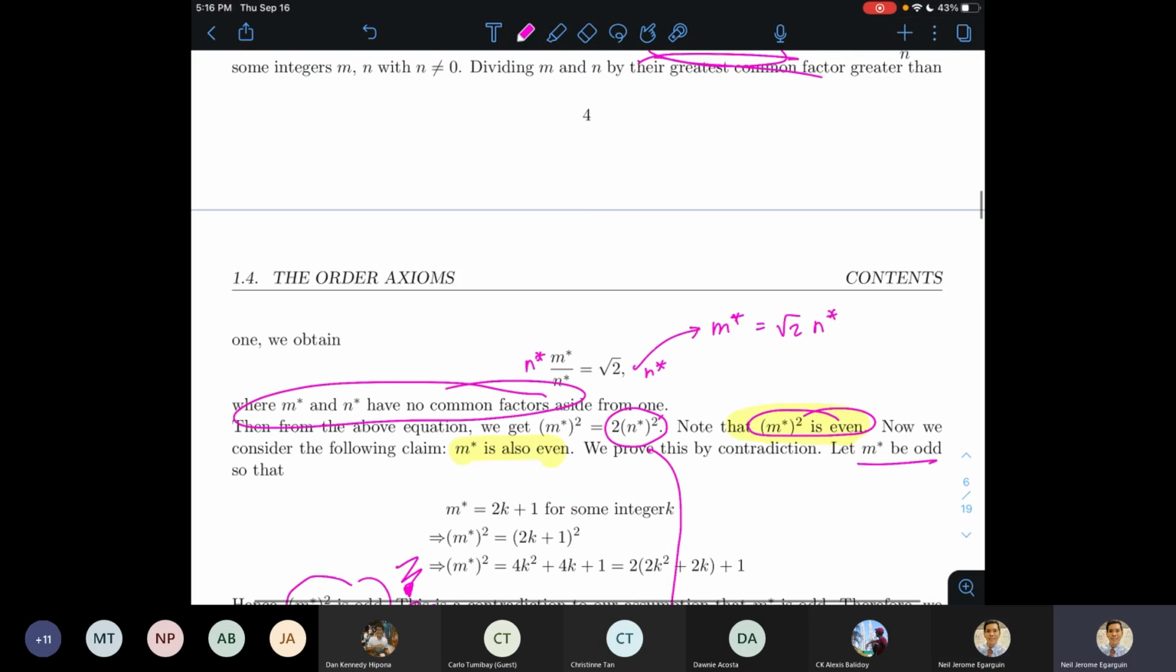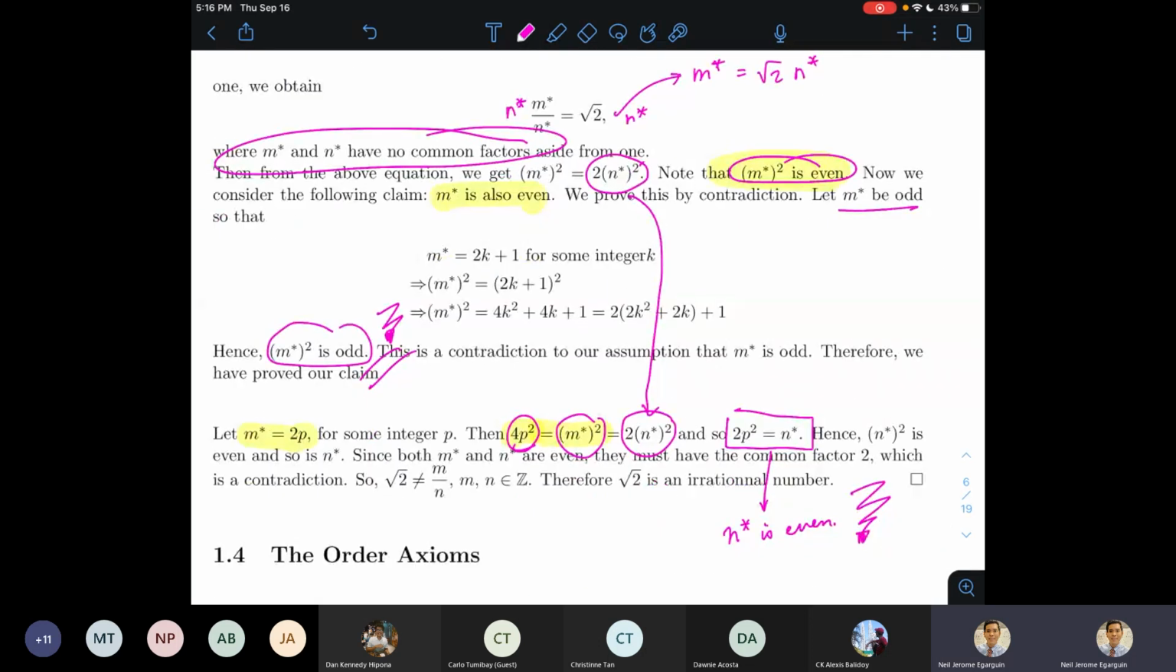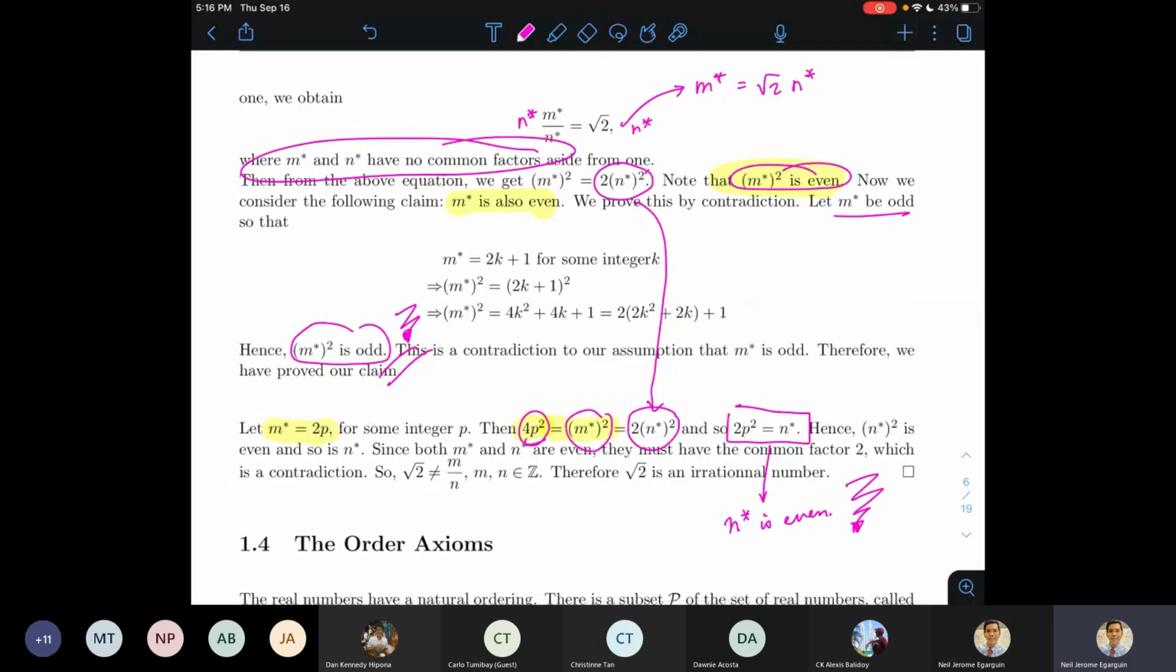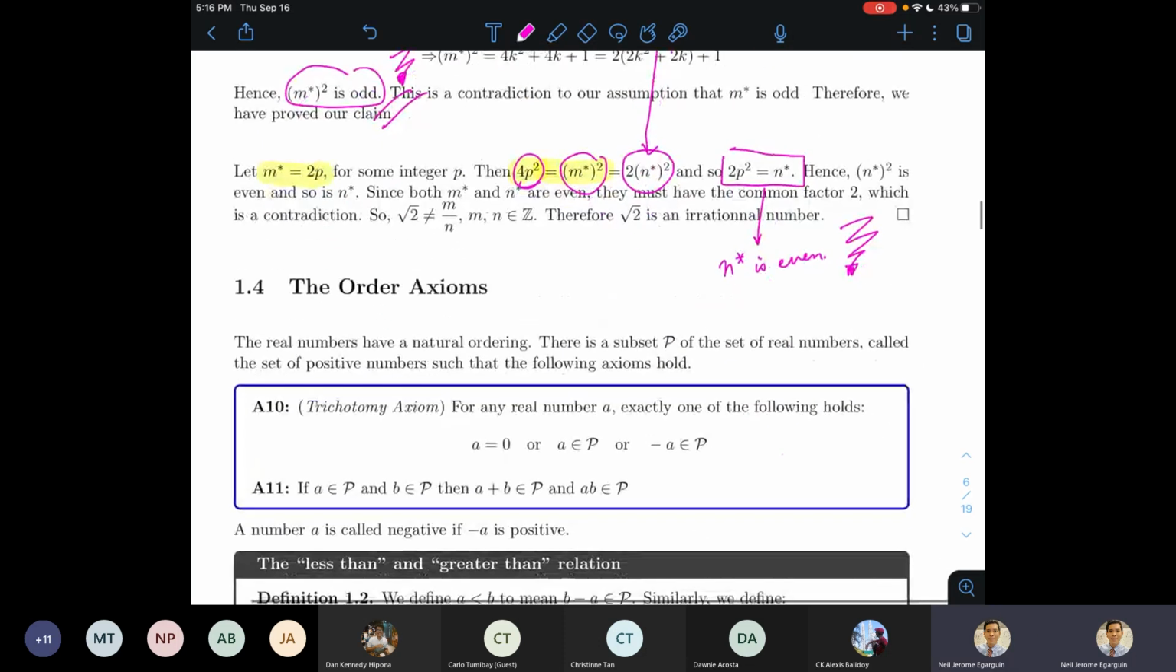Okay? So does the proof make sense? So this is one of the classic results. I think you already seen this in some of your other courses, but it's nice to remember these classic results, okay? And it's a nice example of proof by contradiction, okay?